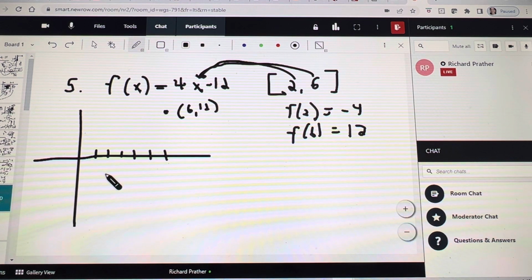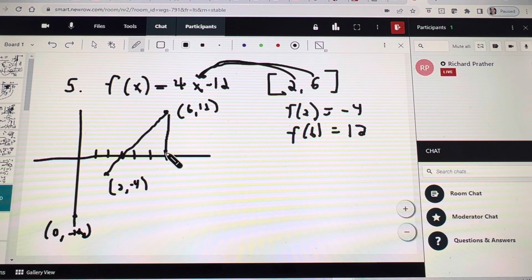And 2, negative 4, I'll just place it here. The y-intercept was 0, negative 12. Up 4 over 1, up 4 over 1. Here, if you go up 4 over 1, you're going to land right on 3, 0. Although not that that matters, but if I just draw this from 2 to 6, because that's the domain of interest, connect those up to the x-axis, we get two triangular areas.